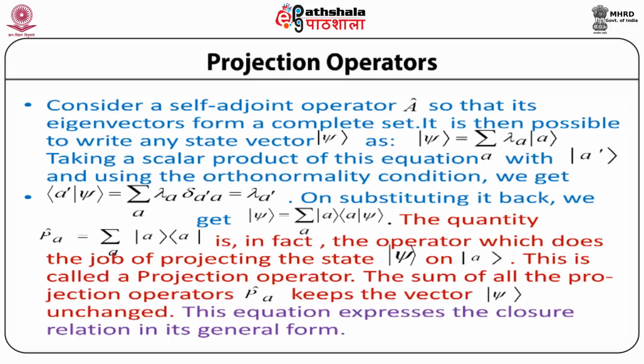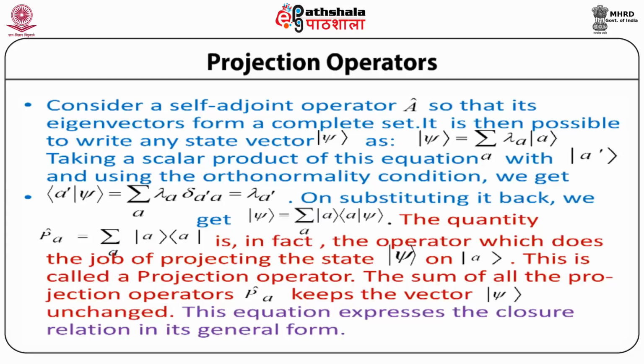⟨A′|ψ⟩ = Σ_A λ_A δ_A′A, which is equal to λ_A′. On substituting it back, we get |ψ⟩ = Σ_A |A⟩⟨A|ψ⟩.